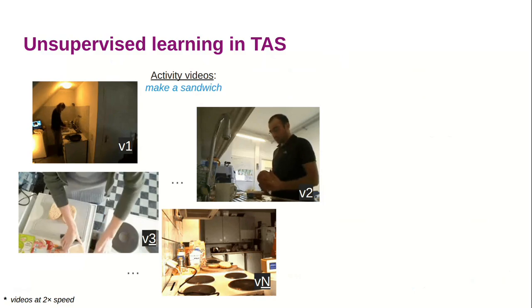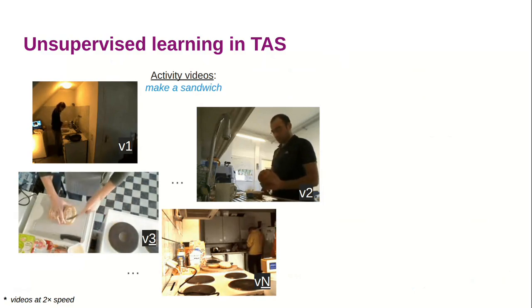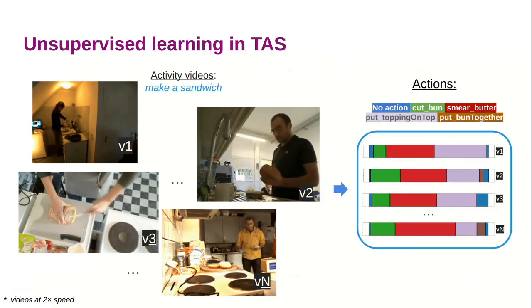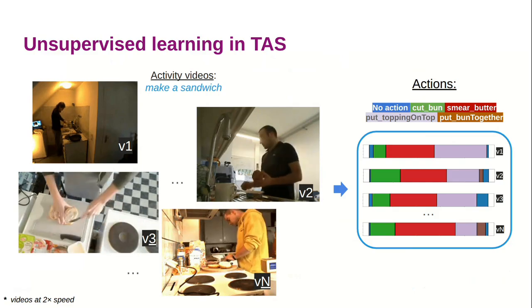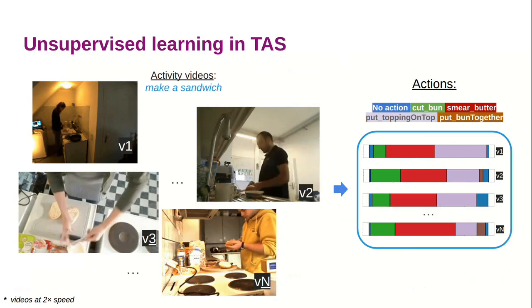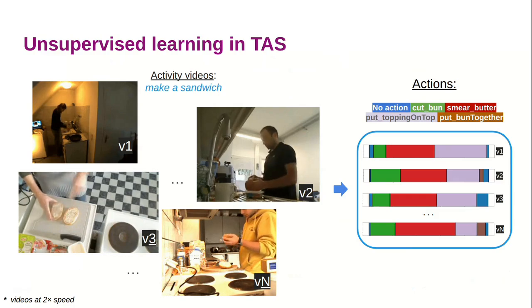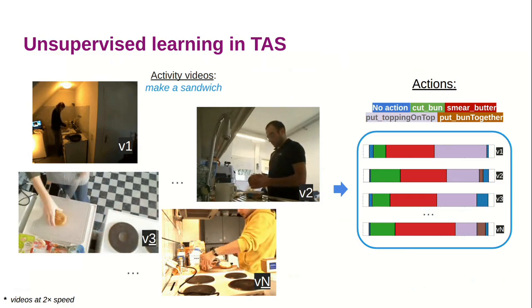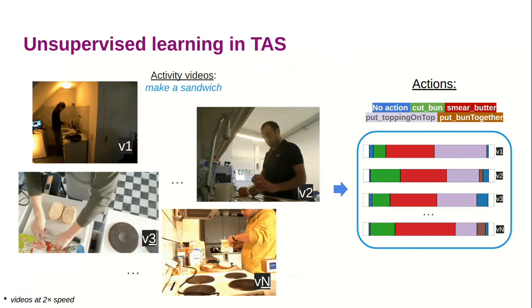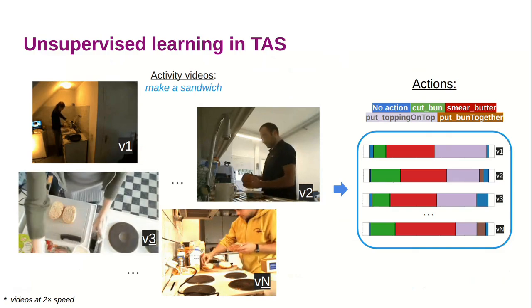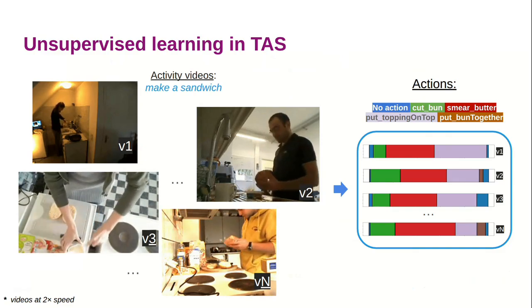Our goal is to enable the model to discover meaningful actions in long, untrimmed videos of the same activity, without any manual annotations, paying attention to short actions, and avoiding noisy frame assignments. For example, given several videos capturing the activity of making a sandwich, we want the model to automatically identify actions like cutting the bun, smearing butter, or putting a topping on top across all videos.